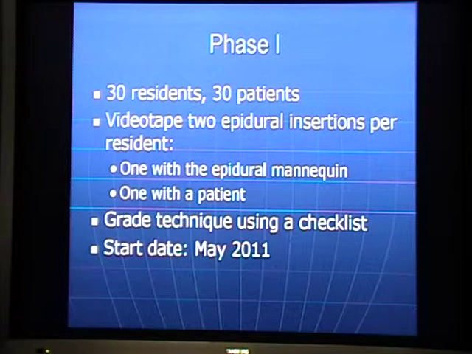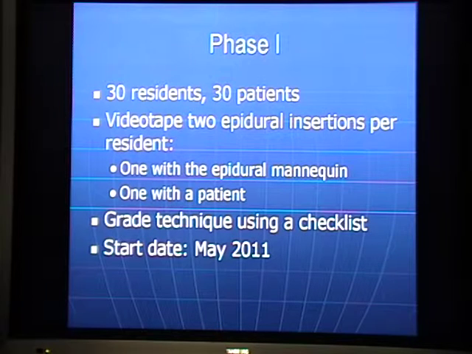So what we're going to do is have 30 residents and 30 obstetric patients who are presenting for labor and delivery. And we're going to videotape these residents doing 2 epidural insertions. The first epidural insertion is going to be with the epidural mannequin. I don't know if you guys have seen one of these, but it looks like a torso, essentially everything from the shoulders up and the hips down missing. So it's strictly for putting a needle in more or less a back.